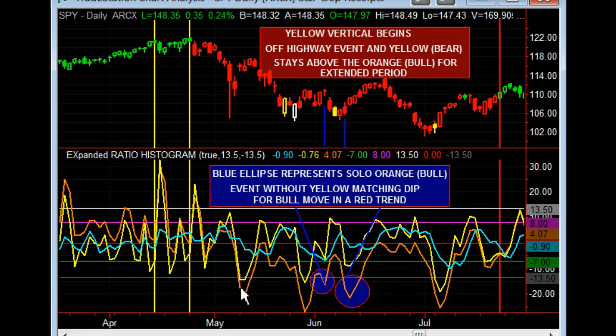But within this, we look at a couple of key issues where you dip off this highway, and at times you'll get the move from either the orange or the yellow, but you don't get a corresponding comparison with the other.